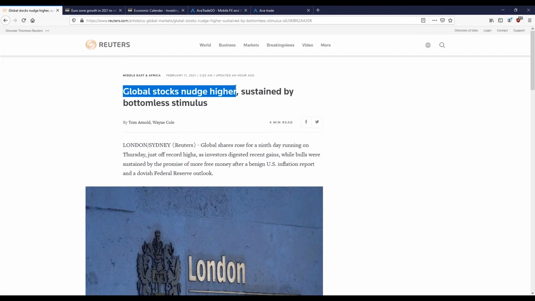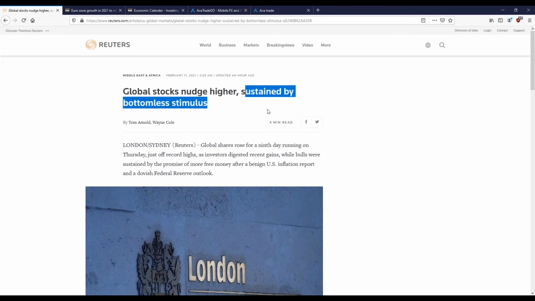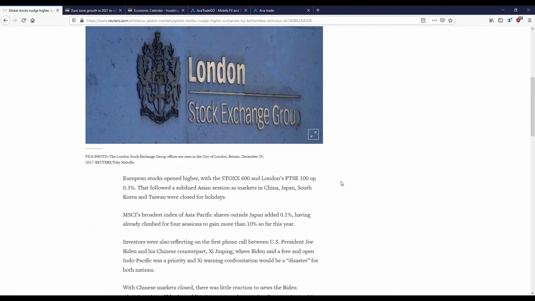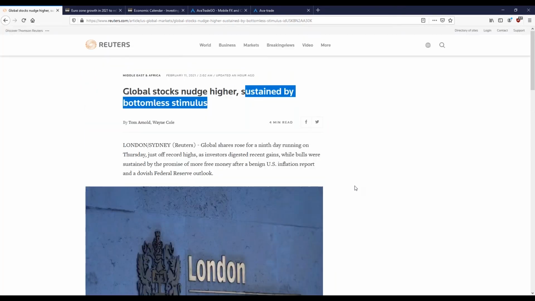So the stocks, that's what this headline is telling you. Global stocks nudge higher, sustained by bottomless stimulus. They're talking about another potential 2 trillion in US stimulus, okay? And other areas around the world have been doing stimulus as well and keeping interest rates very low. So it'll be very interesting to see what they end up passing in the US.